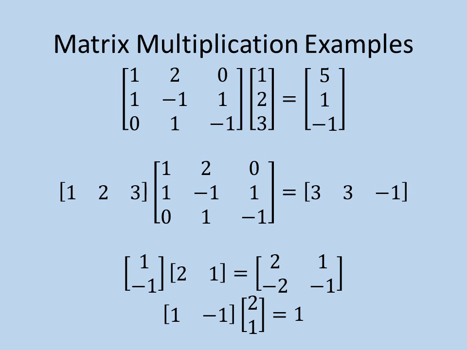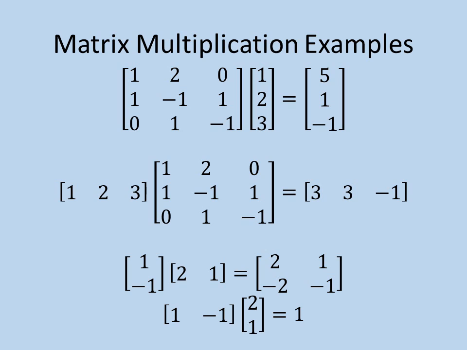Here we have 4 different examples. In the first case, we have a 3 by 3 multiplied by a 3 by 1, and the end result is a 3 by 1. In the next example, in the next row down, you'll see that we have a 1 by 3 multiplied by a 3 by 3, and the end result is a 1 by 3.